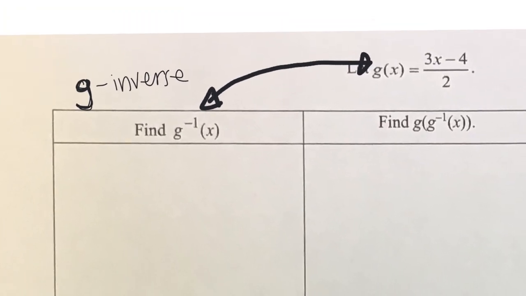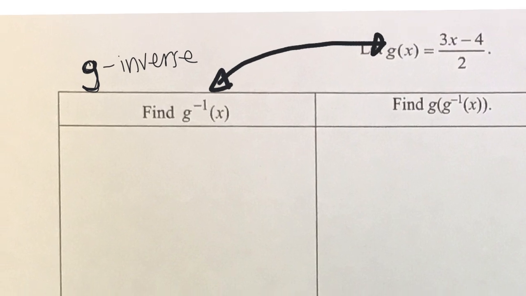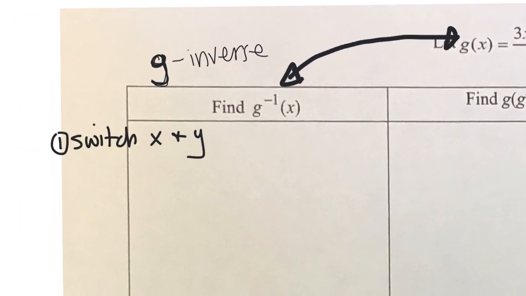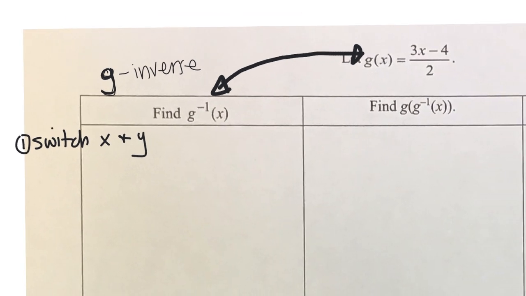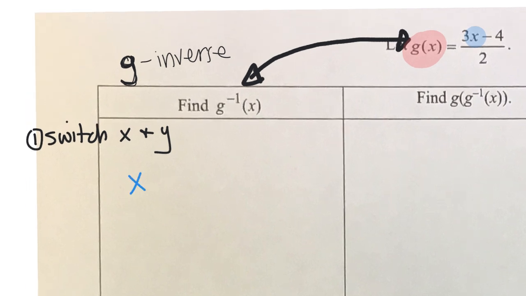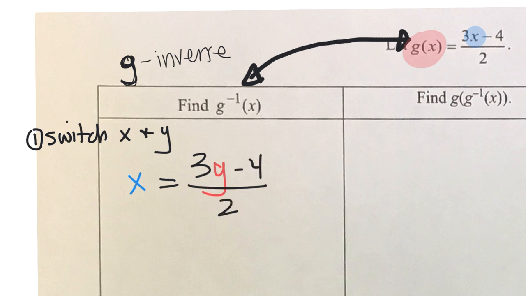So our steps. Every time we're trying to write an inverse, the first step is always to switch your x and y variables. That's the first step anytime we're trying to write an inverse equation. So in our problem, g of x is the y value, and this is your x spot. So we're going to switch those two letters to begin with. I have an x on this side. x equals 3 times y minus 4, all divided by 2.